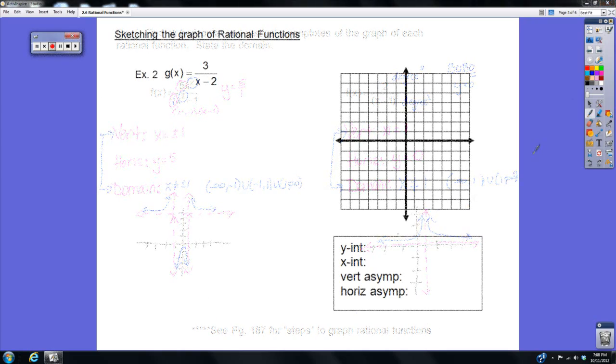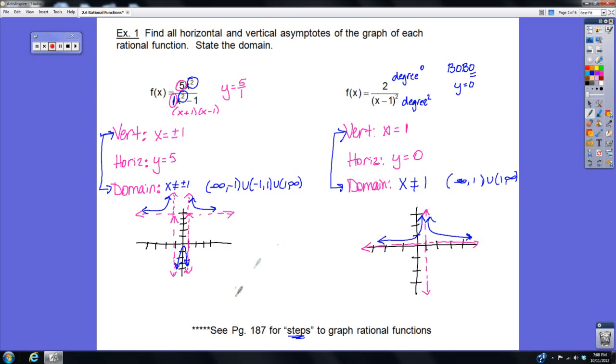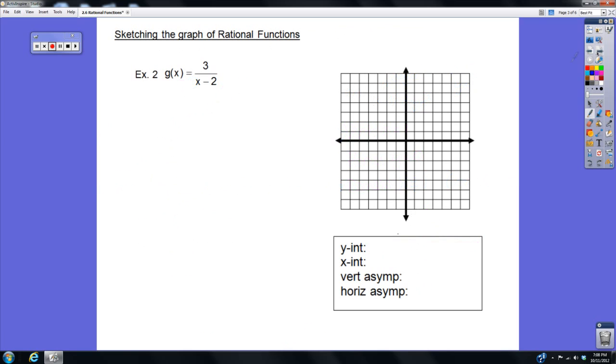Before we start on this next example, I want to refer you to the bottom of this page where it says to see page 187 for the steps to graph rational functions. Be sure to look in this book at steps 1, 2, 3, 4, 5, the steps that you should go through. When we go through the next several examples, I'll talk you through specific steps, but that page in your book is a good place to refer to.